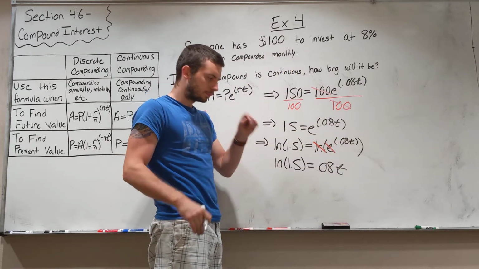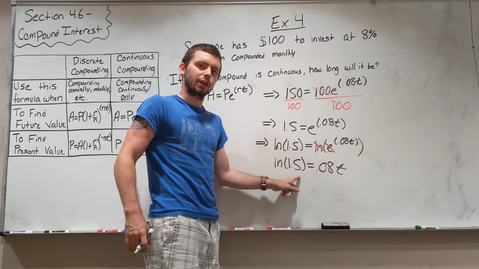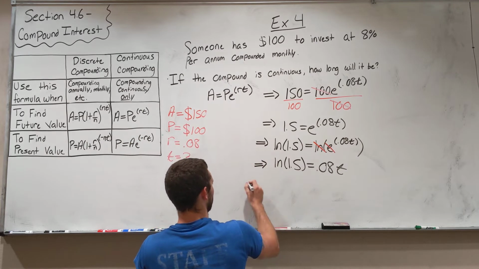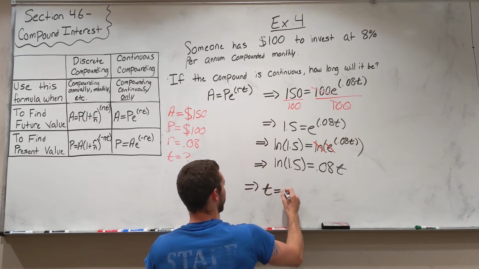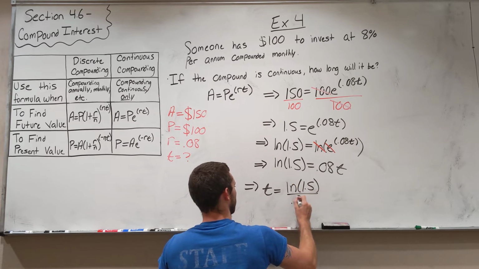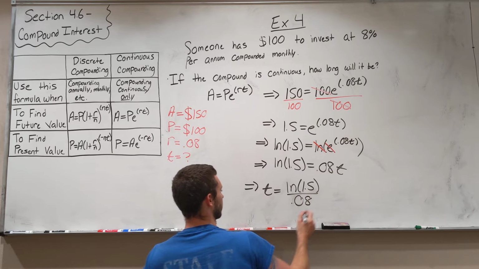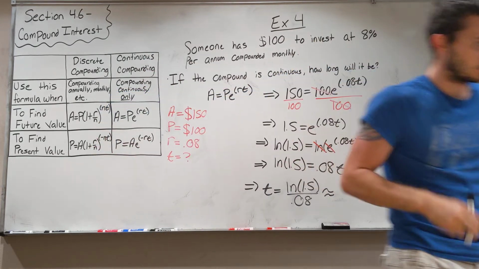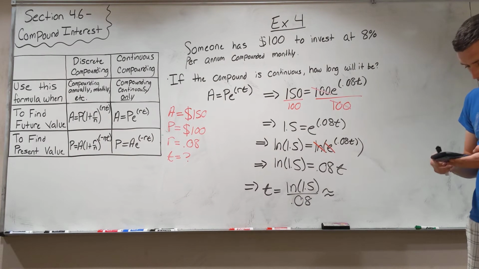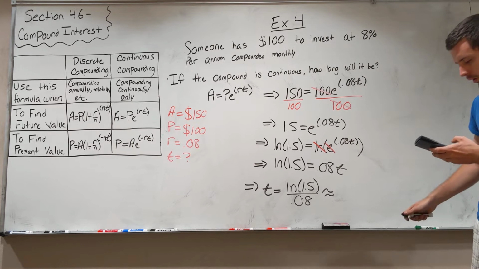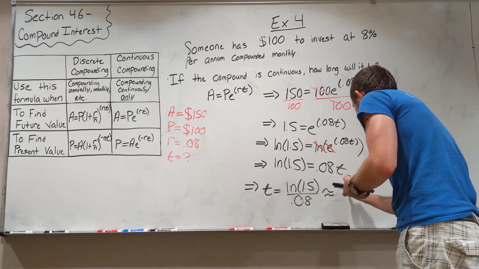And all we have to do to get t by itself is divide both sides by 0.08. So now t is equal to ln of 1.5 divided by 0.08. Again, they want a decimal approximation. So if you type this in your calculator directly, ln of 1.5 divided by 0.08, I get 5.07.